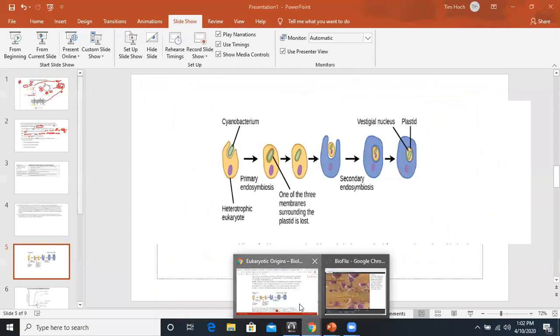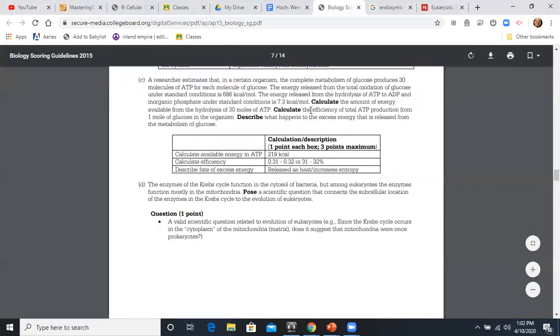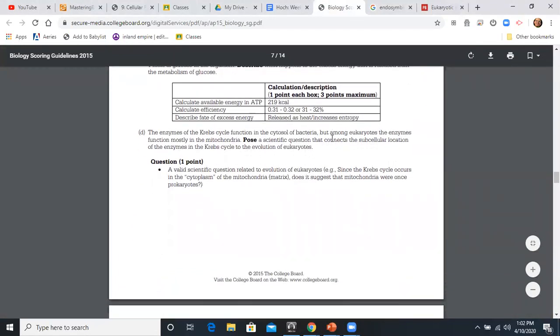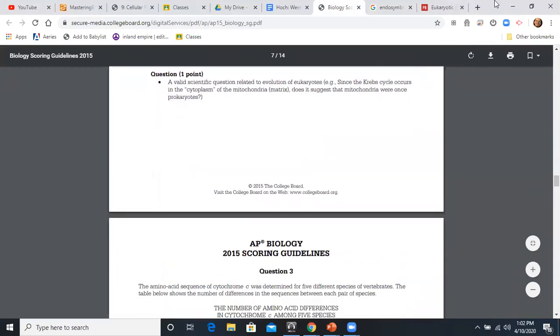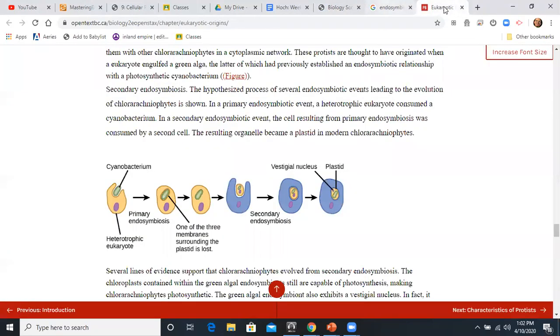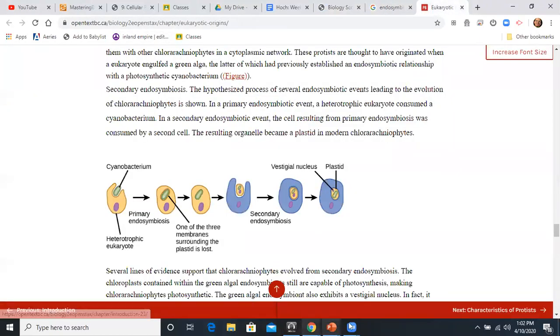Just to wrap this one up, let's double check the rubric. So there, the heat is released here. Does it suggest that mitochondria were once prokaryotes? Yeah, I think that's talking along the same lines: if those were the same, were they at one point in time their own prokaryotic cells? So that is the wrap up on that particular FRQ.